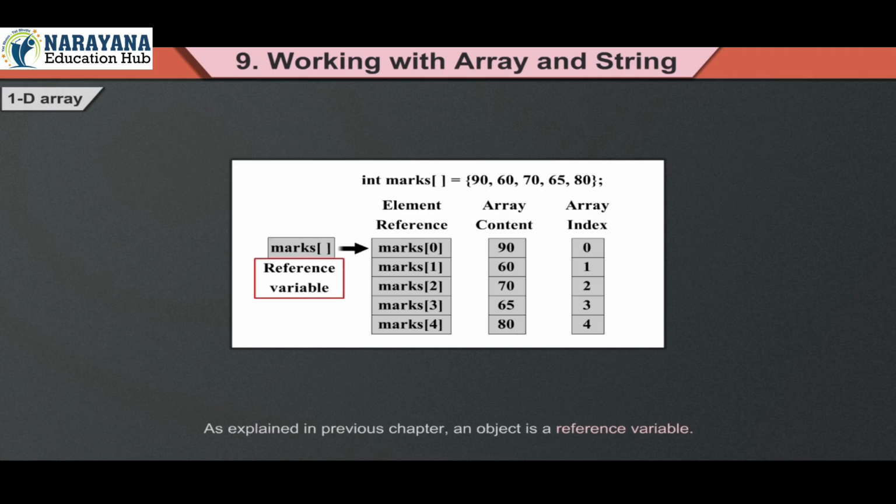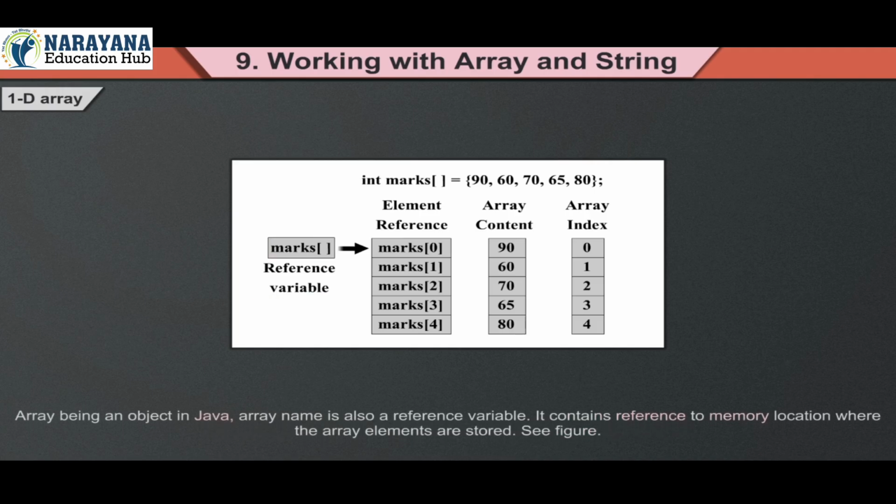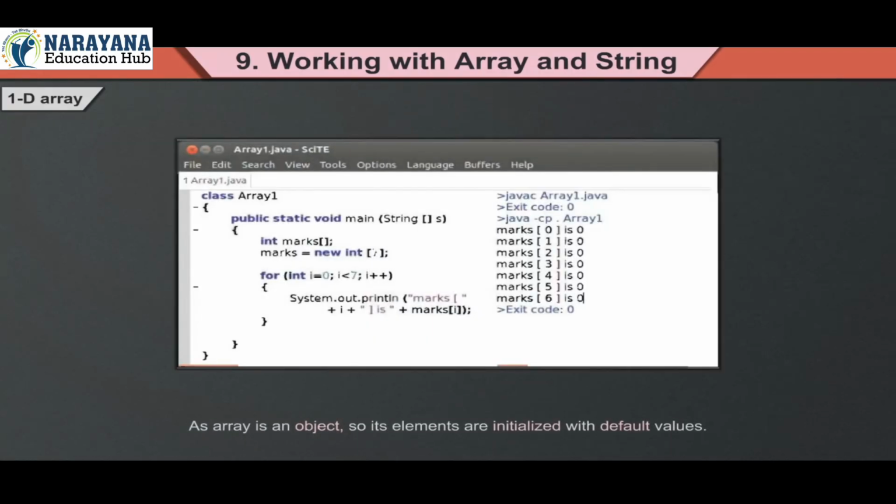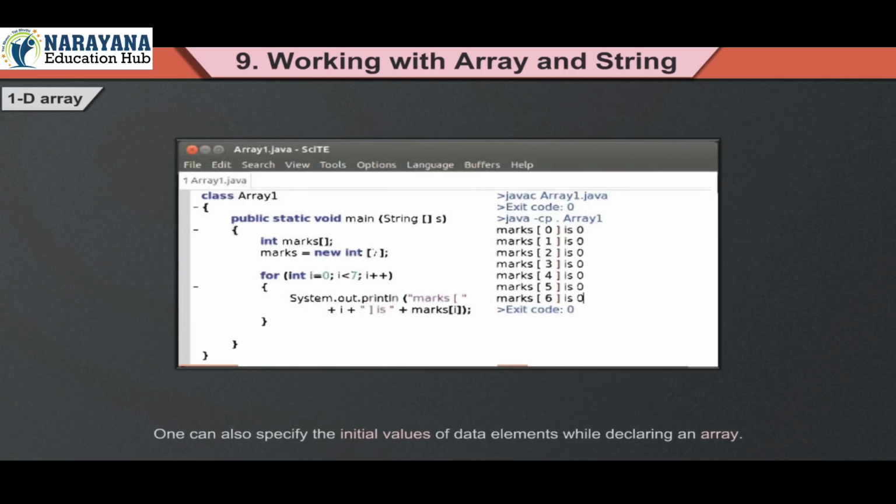As explained in the previous chapter, an object is a reference variable. Array being an object in Java, the array name is also a reference variable. It contains a reference to the memory location where the array elements are stored. See the figure. As an array is an object, its elements are initialized with default values. The figure shows an example of how to use an array in Java programs.